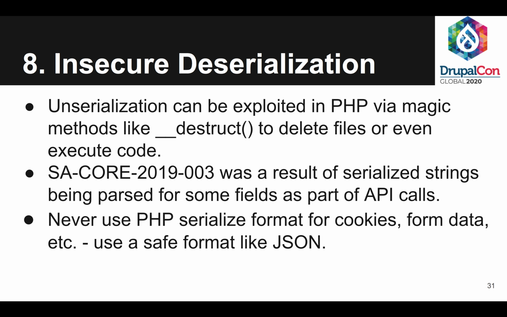Okay, so now we're kind of in the home stretch, insecure deserialization. This is still a pretty common attack across all kinds of web applications. Unserialization in PHP can be exploited by magic methods like destruct to actually then execute potentially arbitrary code or SQL queries, or to do things like deleting files on the file system that might break your Drupal site completely.